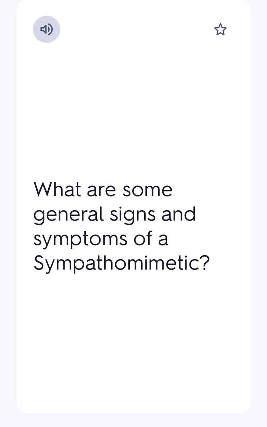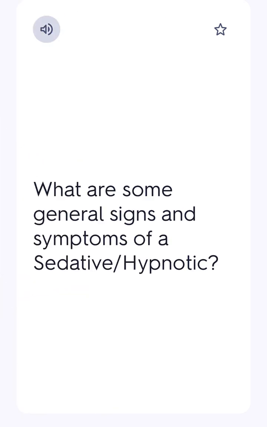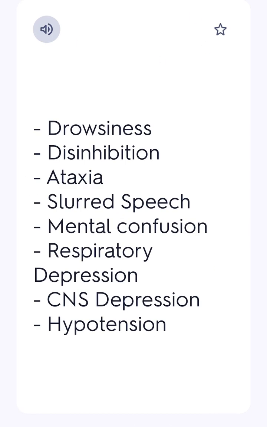What are some general signs and symptoms of a sympathomimetic? Hypertension, tachycardia, dilated pupils, agitation, seizures, hyperthermia. What are some general signs and symptoms of a sedative/hypnotic? Drowsiness, disinhibition, ataxia, slurred speech, mental confusion, respiratory depression, CNS depression, hypotension.